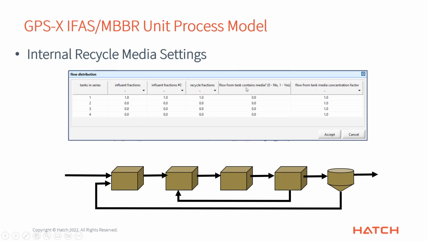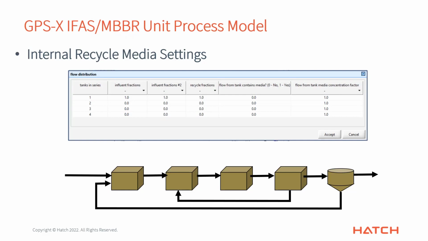So this one says flow from tank contains media? What that means is we're allowing the media to move from one tank to the next downstream and to move around in the internal recycles and so on. You would, of course, have to be using an appropriate type of media that can survive being pumped, or use appropriate types of pumps that will allow the media to not get destroyed as it went through the pumps. As you can imagine, it's not a very commonly used approach for media, although I have heard of it in certain projects in the past.